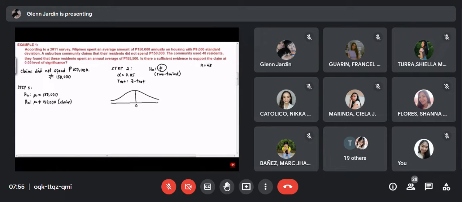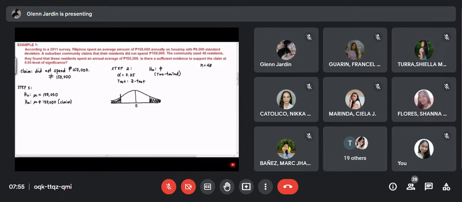Hindi natin alam kung, halimbawa, sinabi dito, not equal 150,000. So, hindi natin alam kung mas mataas ba sa 150 or mas mababa. Basta ang binanggit niya lang is not equal to 150,000. So, therefore, it can be greater than 150,000 or can be less than. So, kailangan both sides ang ating i-cater dito. So, magkakaroon tayo ng two-tail. So, pag two-tail, yung dalawang buntot ang nakagraph.